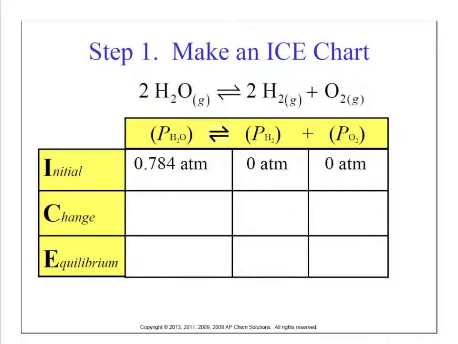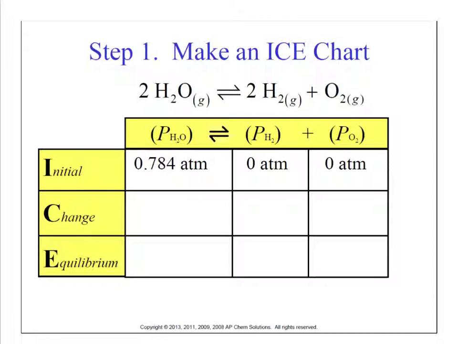Enter the ICE table. The ICE table is what we use to figure out what the pressures, or the concentrations, would be at equilibrium. To do that, we first have to look at the initial concentrations or pressures in this case. The first part's already filled out for us. The initial pressure of water was 0.784, which was given to us in the question. Since there was no H2 or O2, the pressure of both of those would be 0. They contribute nothing to the pressure of the system.